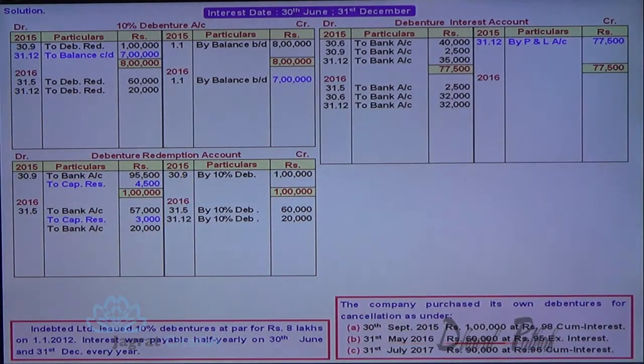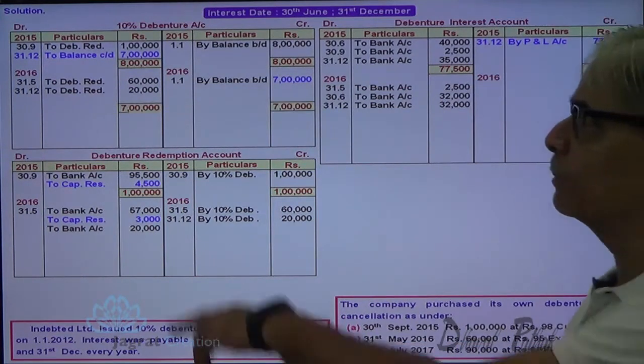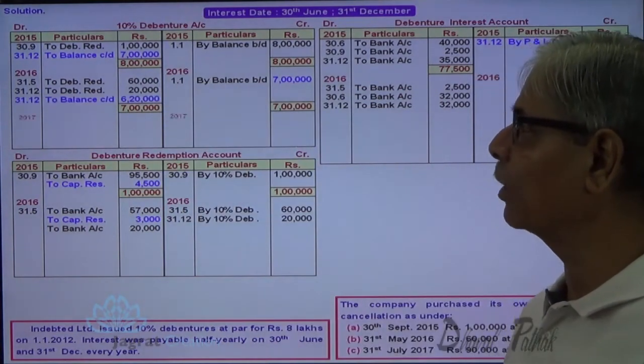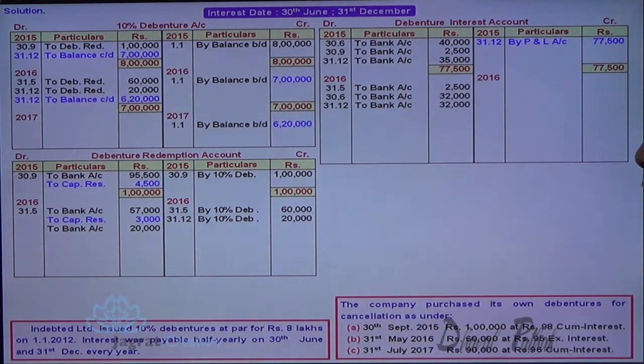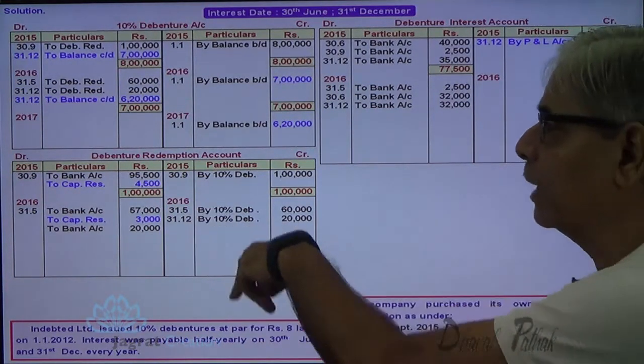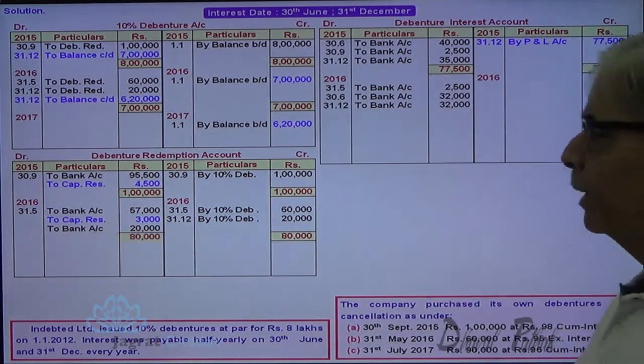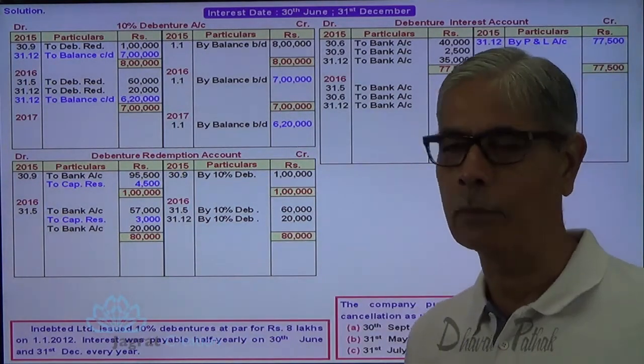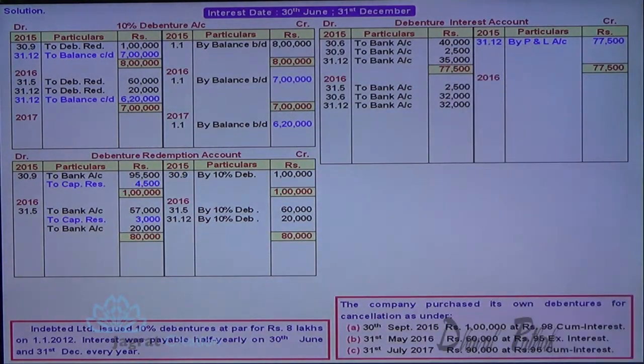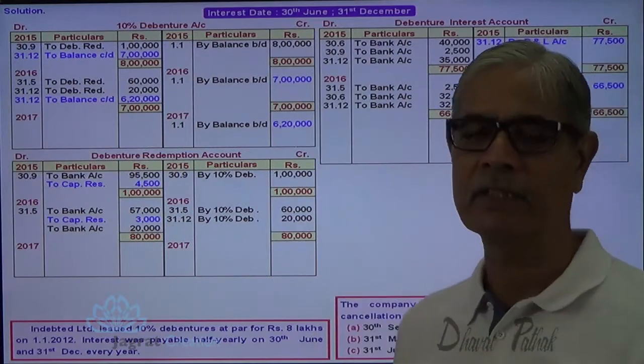Now you can close the accounts. So 7 lakhs minus 80,000 is the balance carried forward to the next year. This account gets closed because the profit on cancellation is already transferred to capital reserve. Here this interest paid will be debited to profit and loss account. So profit and loss account debit to debenture interest account credit 66,500. Now this is how the accounting for 2016 is being done.